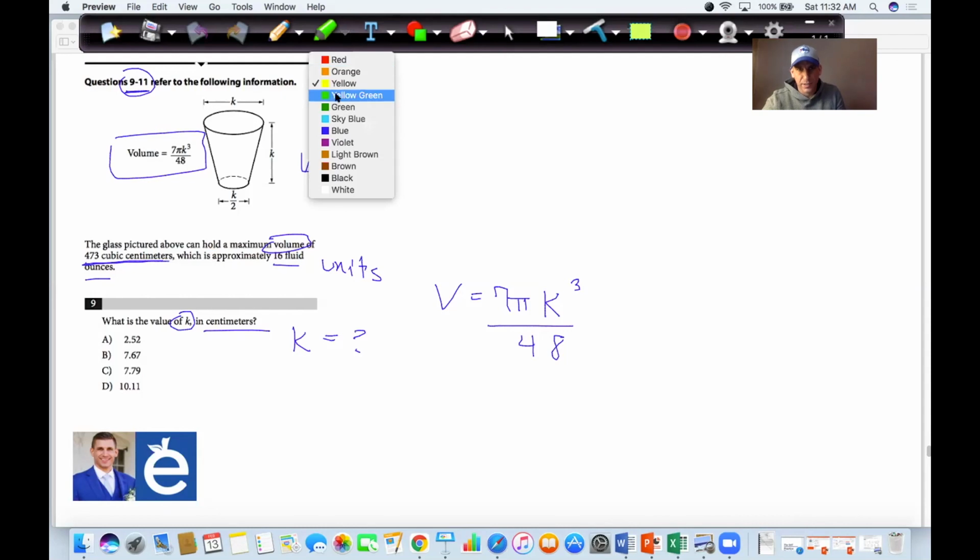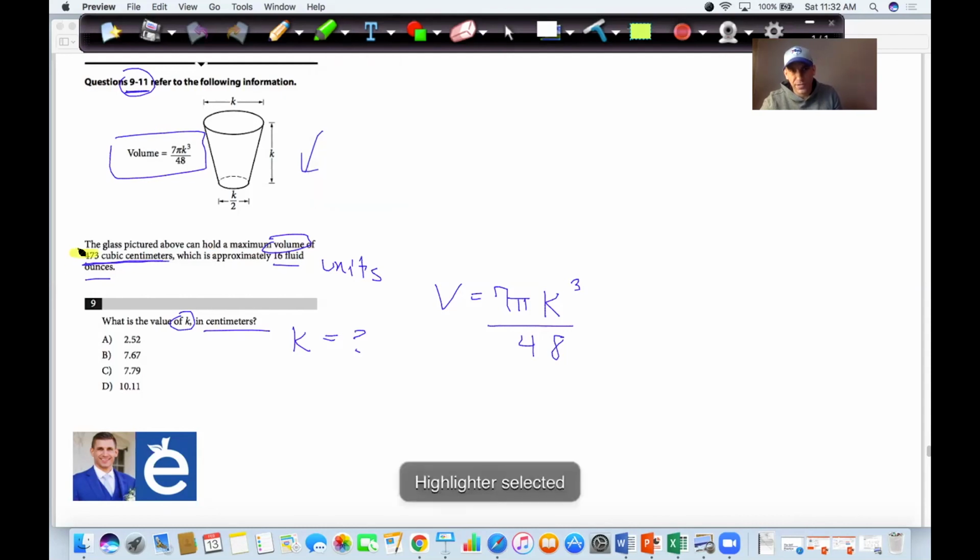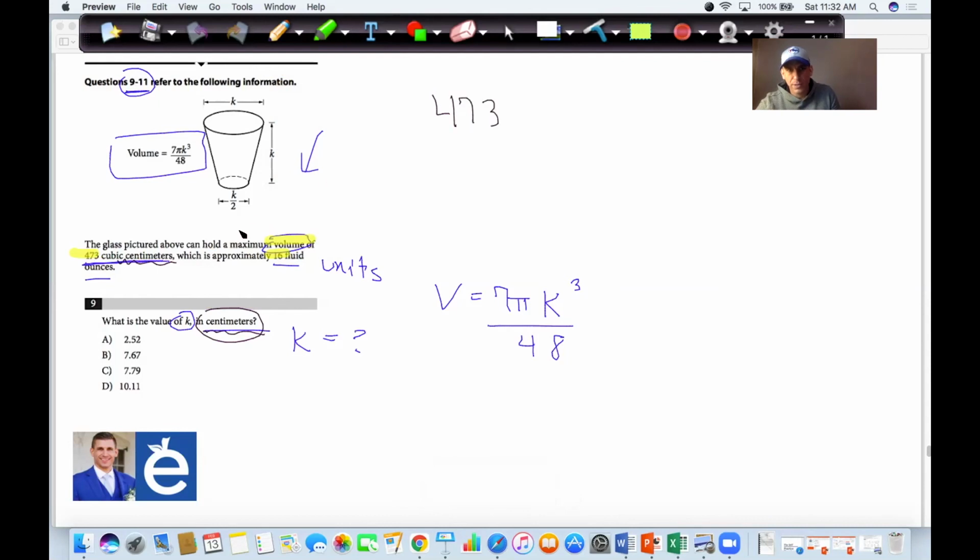Now, if you're guessing, which of these do I use? Do I use the 473 for my volume, or do I use my 16 for my volume? What you want to pay attention to is your unit, because it says in centimeters. So I'm intentionally going to use 473 because it's in cubic centimeters. And then this equals 7 pi, and this is k to the third over 48. Now don't worry about the units anymore. Since we've labeled these, they're totally fine because this is in centimeters, this is in centimeters. I don't have to do any more unit conversion.